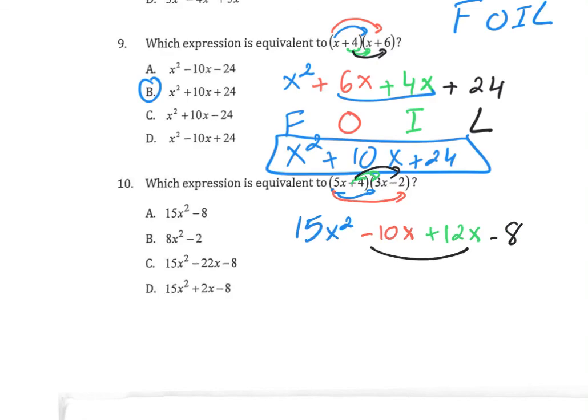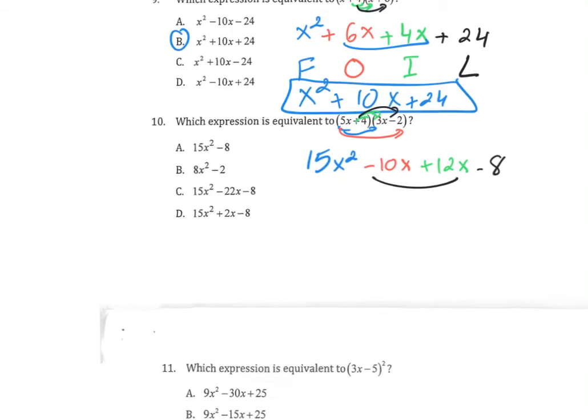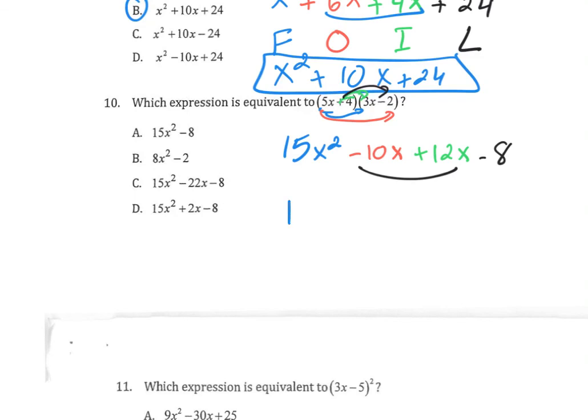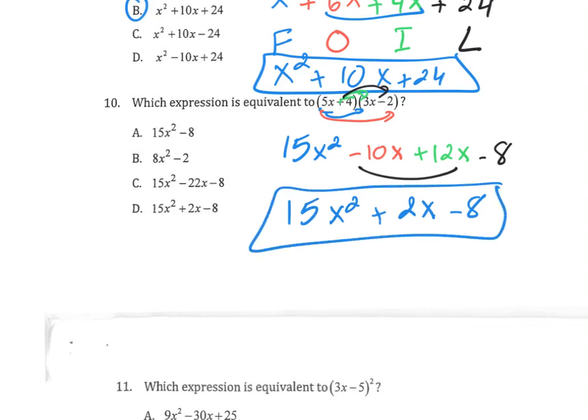So we're going to combine the middle 2. It's going to be 5x squared. Now negative 10 plus 12 plus 2x minus 8. Because negative 10 plus 12, so it's going to be 2x, and we have minus 8. And that's going to be the answer, which is going to be D.